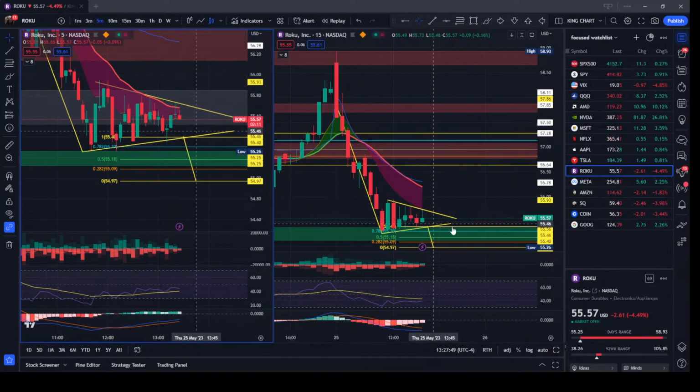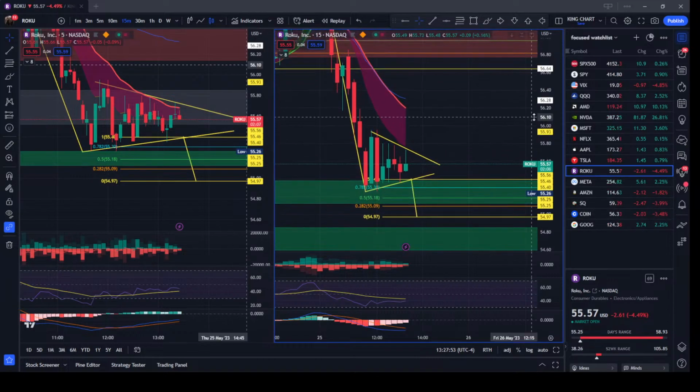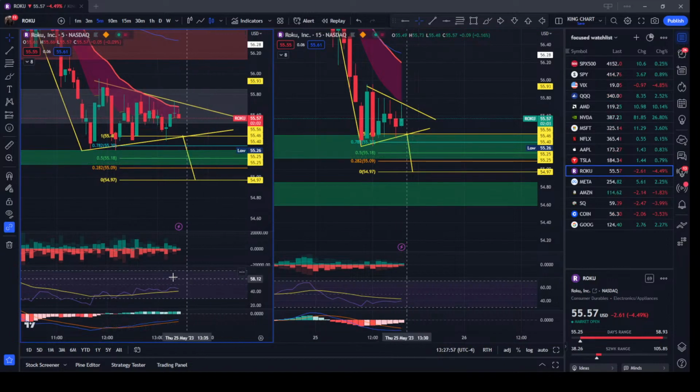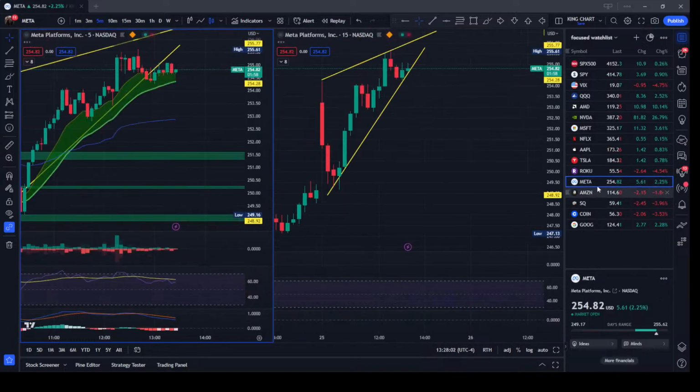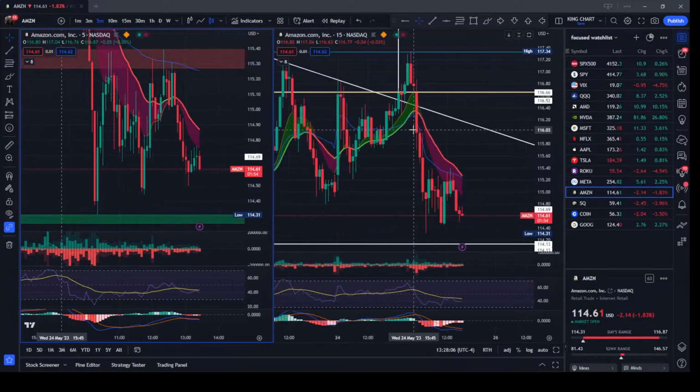Oh, Roku. Roku was our big bearish setup. Still above that 20, so I'm not getting in until it breaks below the 20 EMA here on the RSI. Meta pushing back up. Amazon, what is Amazon doing?